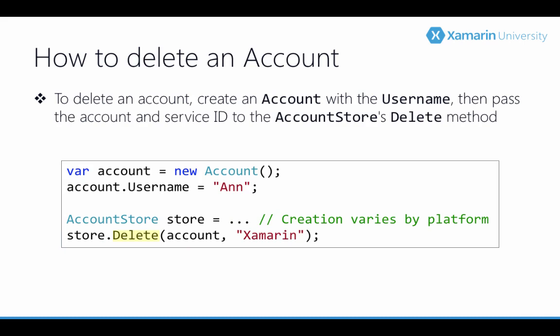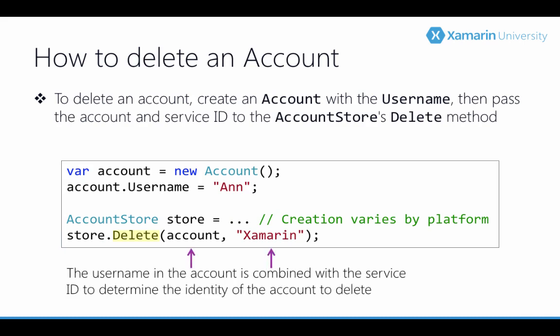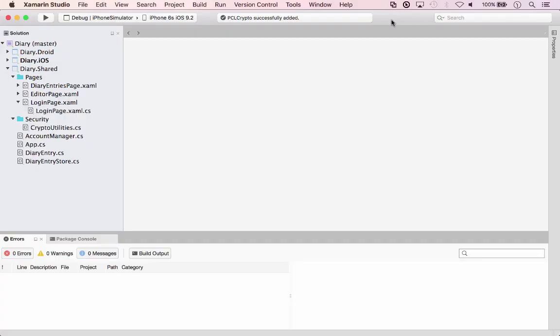Use the account store's delete method to remove an account. You pass in an account object that's used to get the username. You also give the service ID, and then Xamarin Auth ensures that both the service ID and username match before deleting the entry.